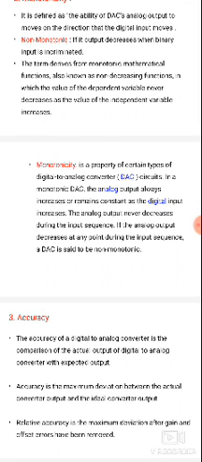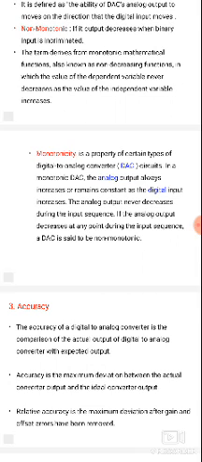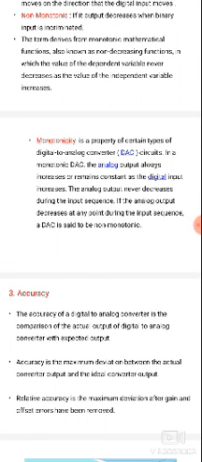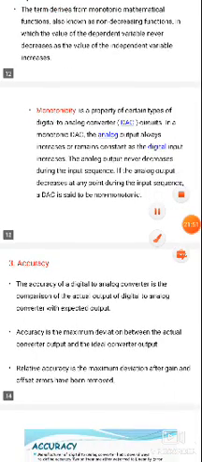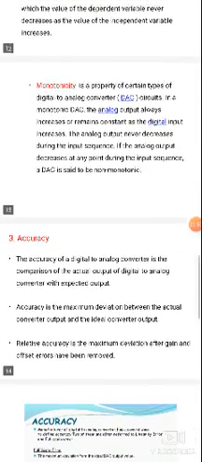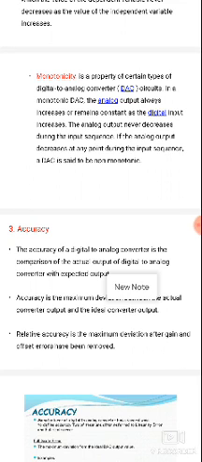Next, if the analog output decreases at any point during the input sequence, a DAC is said to be non-monotonic. So the analog output will be either constant or increasing. If at all the analog output decreases, the circuit is non-monotonic. If the analog output decreases at any point of the input sequence, it is called non-monotonic.